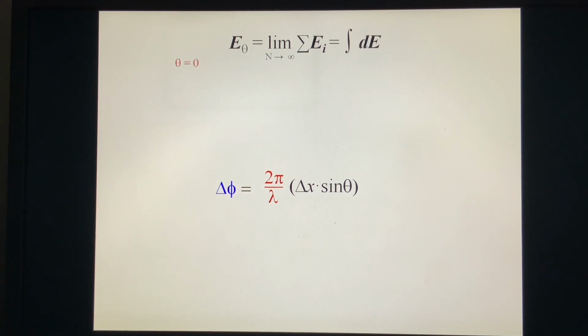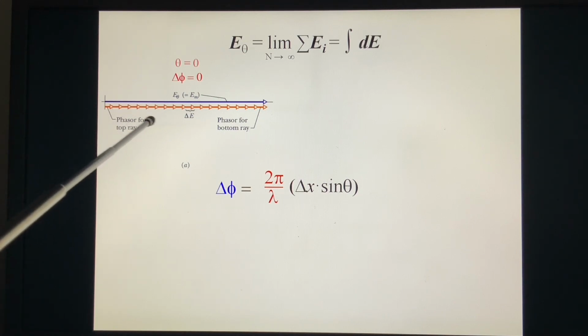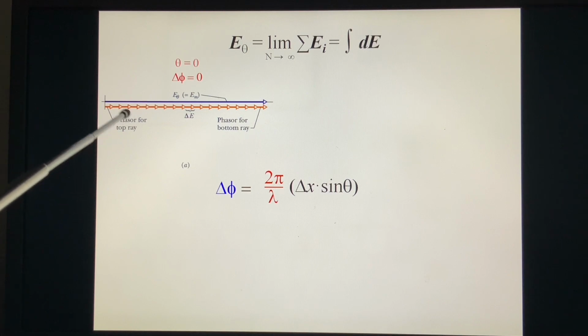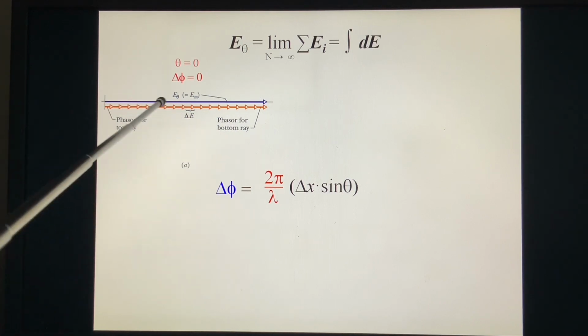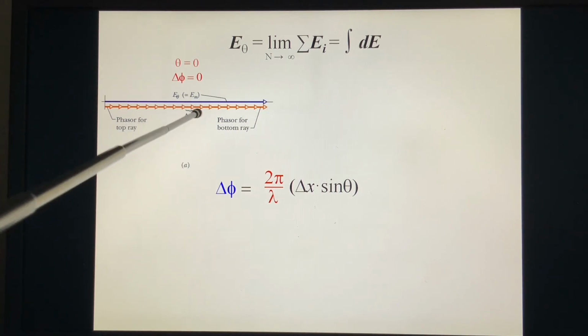Okay. If we look at P where theta equals 0, that means it's on the central axis, then we find delta phi is 0. They don't have a phase difference. So at the center, each phasor from every zone has the same phase, so they add together. This is E0, which is the maximum, no more than that. It's the maximum E_m. So at the center it is always the maximum E_m.